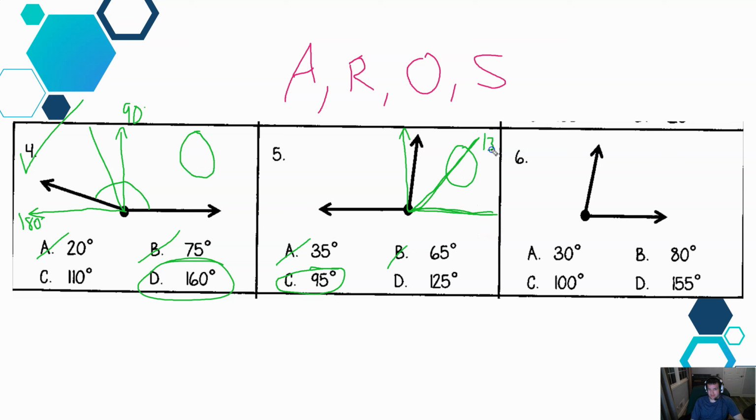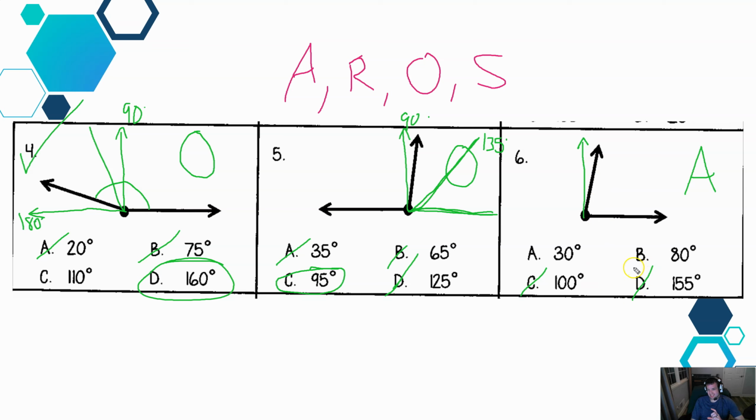So here's 135. You can see that if this is 90 degrees and that's 135 degrees, it's a lot closer to 90 than it is 135. So it's not going to be D either. Looking at number 6, we would say this is an acute angle because it's slightly less than 90 degrees, as you can see. So I know it's not C and I know it's not D.